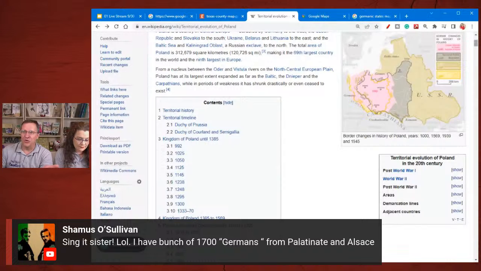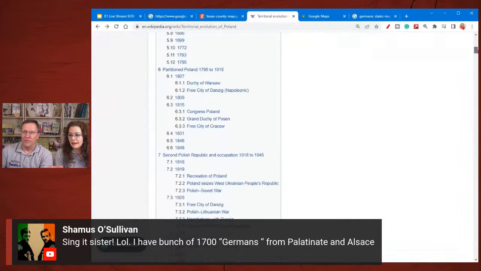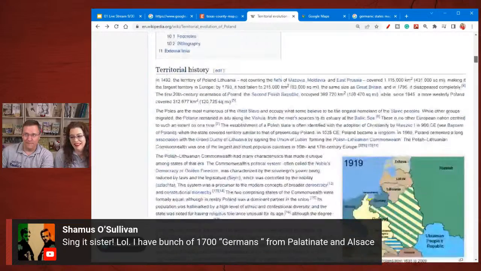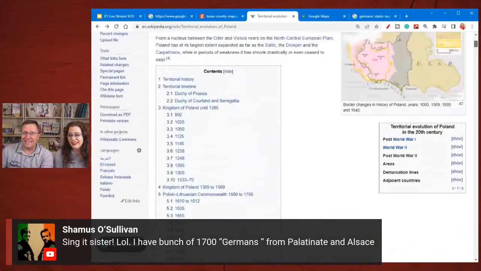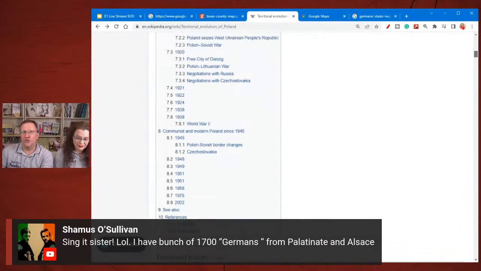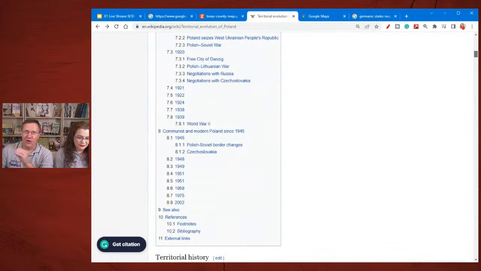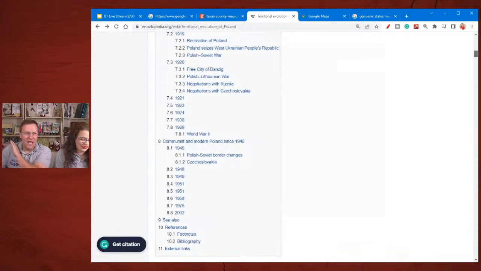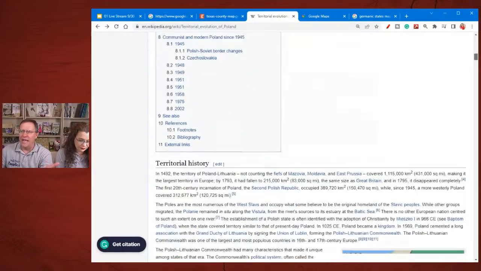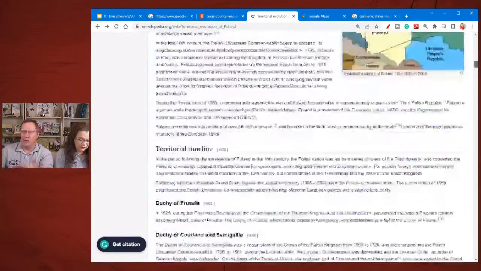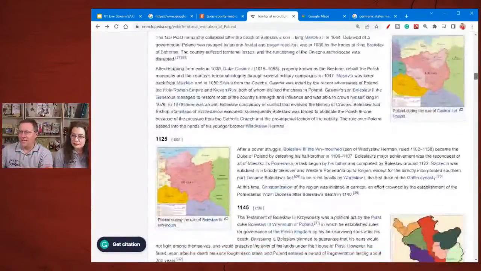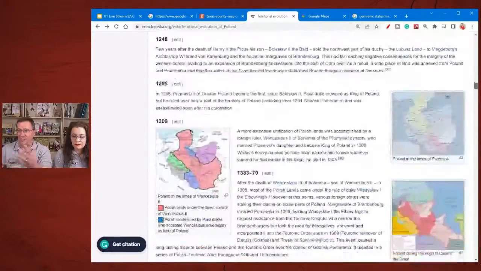They go back to 992 all the way to present. That's just the table of contents so far. There are countries that don't even have that long of a table of contents. And this is just about the territory of Poland. This isn't anything about the culture of Poland, nothing about the demographics, just what the territory did. And then they have maps all throughout here, showing how different parts got taken over, how there was no Poland at different times throughout history.